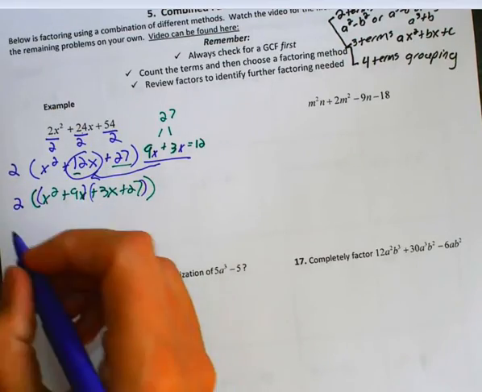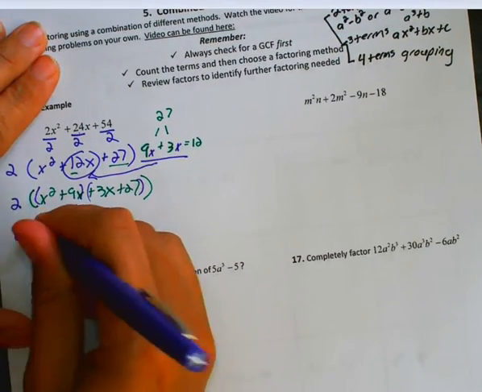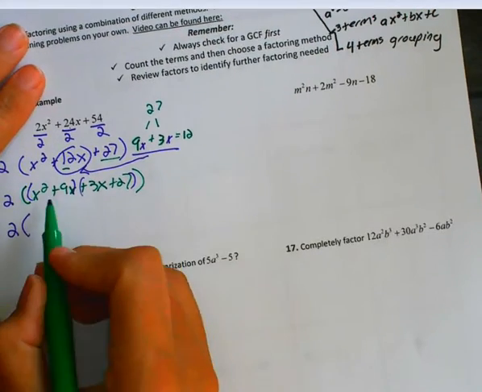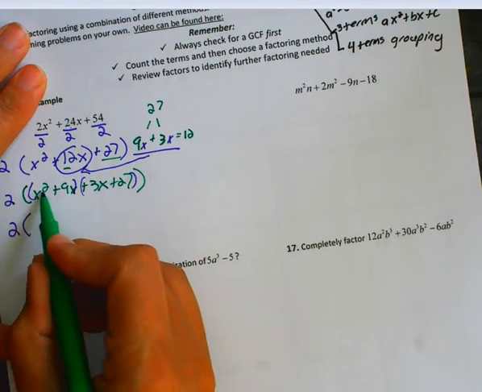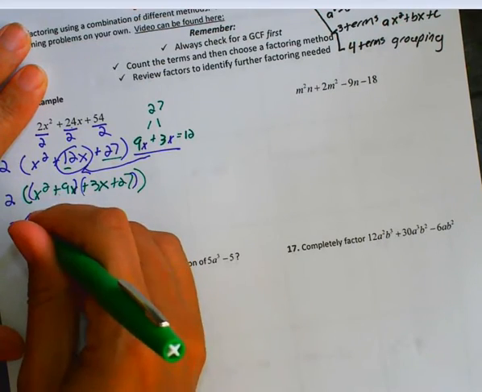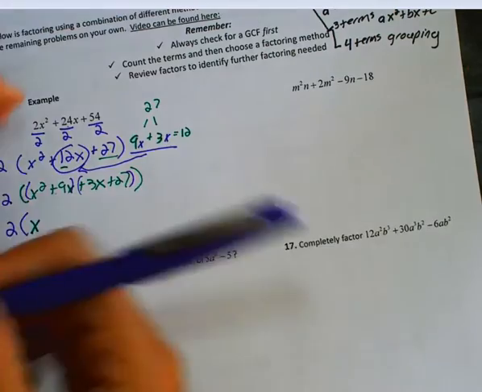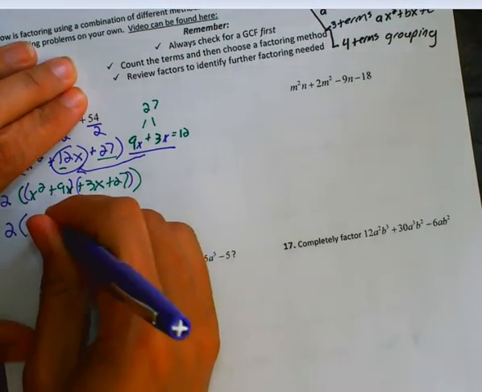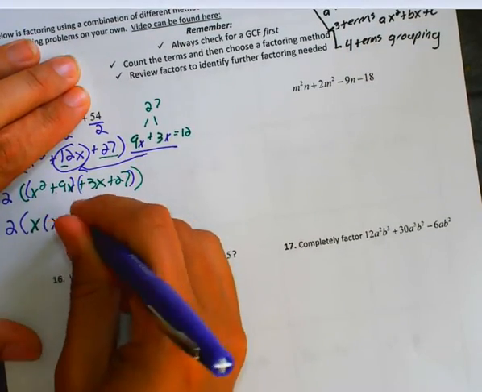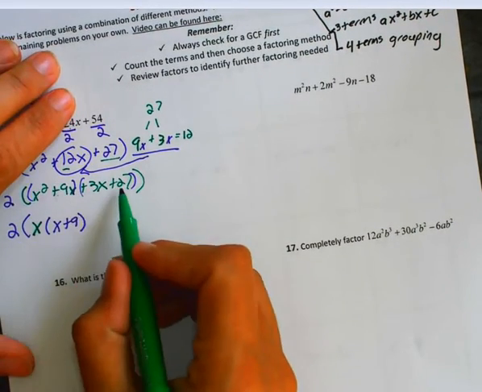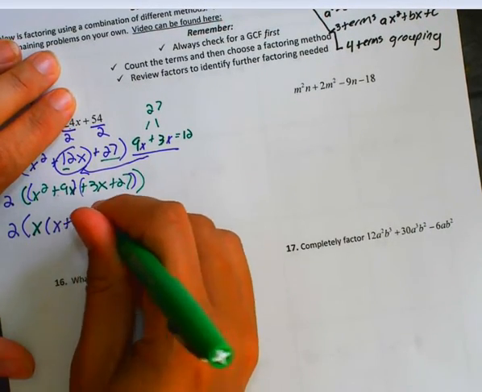Okay, again, I'm going to write my GCF I factored out at the beginning on the outside. And then what can I factor out of the x squared plus 9x? I can factor out an x. And then I have left x plus 9. And then what can I factor out of here? I can factor out a 3. So I'm going to factor out the 3.